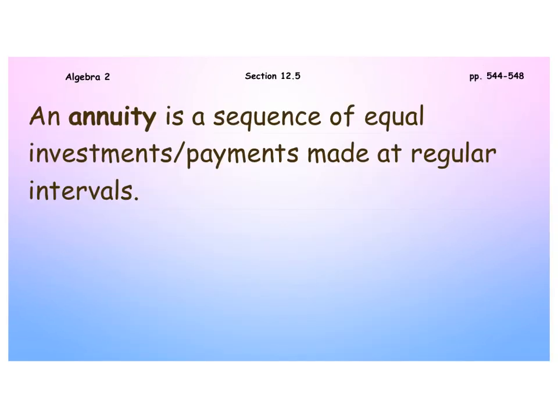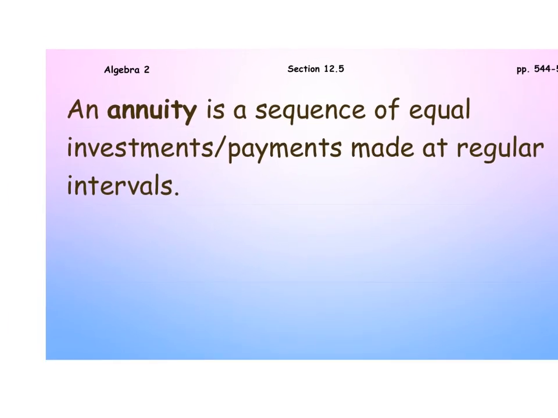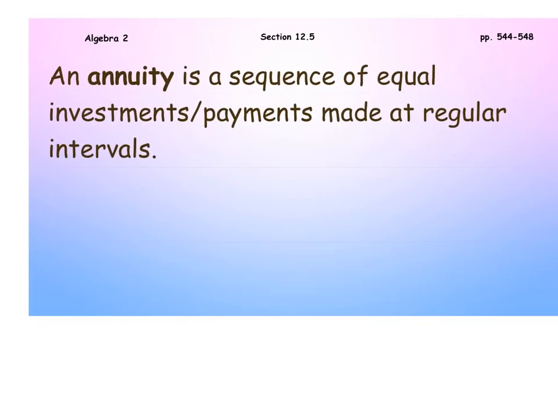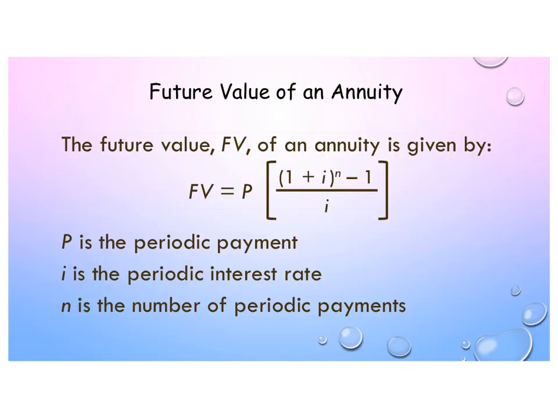An annuity is a sequence of equal investments or payments made at regular intervals. That's what an annuity is. Okay, the future value of an annuity, there is a way to do this on your calculator, and it's much, much, much easier. So there's this big, long, weird formula you can use, or I think I have a worksheet. I'll post it on this lesson on how to use your calculator to find future value.